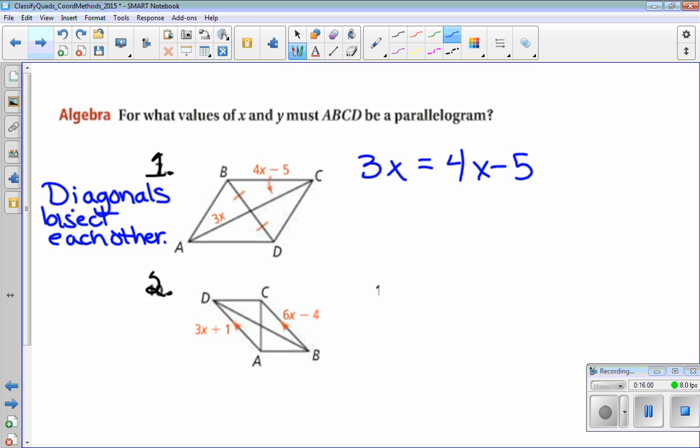Anytime I ask you to justify, this is what I'm looking for. I want you to justify with the reason that I can say these things. Question? How do you know that 3x is 4x minus 5? If it's a parallelogram, then the diagonals must bisect each other, right? So if we solve this very quickly, x is equal to 5. Nothing too difficult. How about number 2? What's the equation first? Let's start there. What do you think, Daniela? What's the equation?